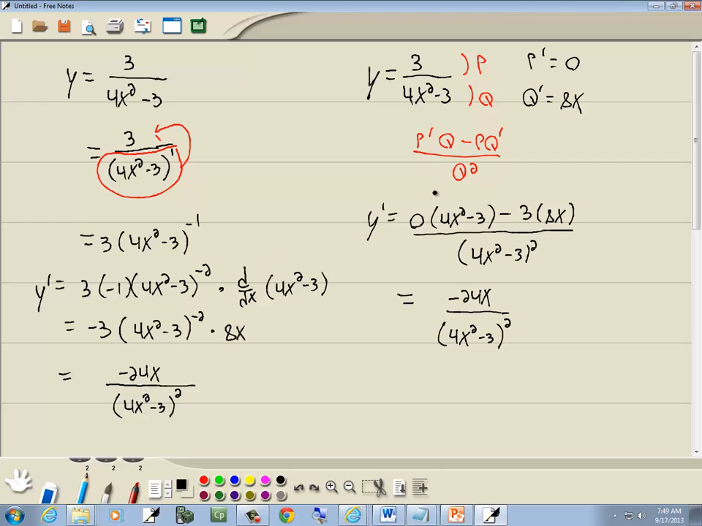Now you can see by using the quotient rule, it's actually maybe a little bit easier, maybe about the same amount of work. So in some cases it doesn't save you a whole lot. But in this particular problem you could have worked it either way. Anyway, that's our answer.